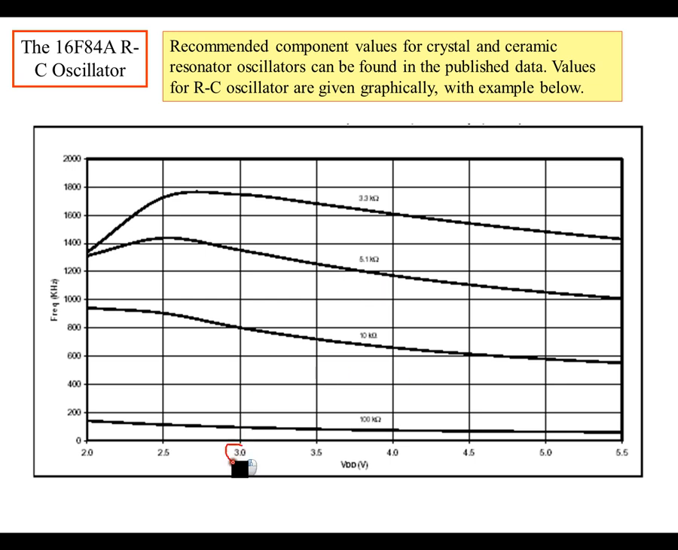So here's an example. Let's say that we have a LS part, a 3-volt part, and we're going to use a 10K resistor. If you match these up, that gives you this point. You move across, and that says 800 kilohertz. If you had a 5-volt part and you used a 5.1K resistor, then you read across here, and the frequency is going to be about 1 megahertz. This is 1,000 kilohertz, so it's 1 megahertz.